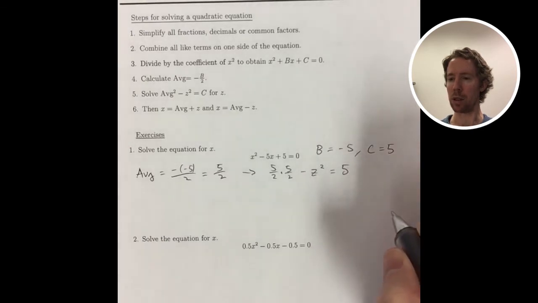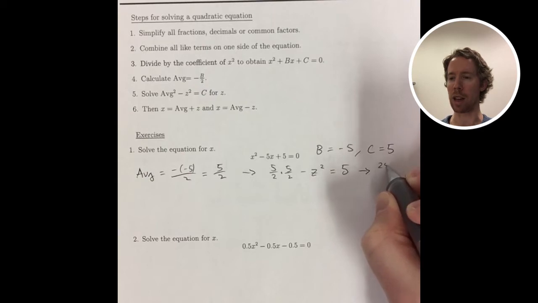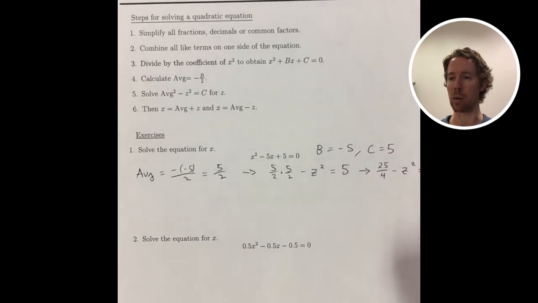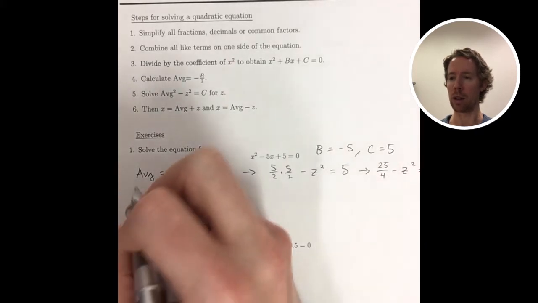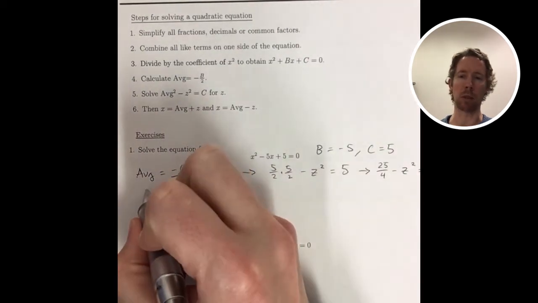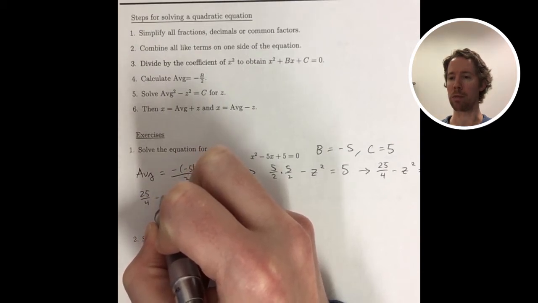So the first thing to do is to recognize what b and c are, and then the average is negative b divided by 2. And then we need to solve the equation b squared minus z squared equals c. When you square a fraction, you're really just squaring the top and the bottom because you multiply straight across. So that's how we get the 25 over 4.